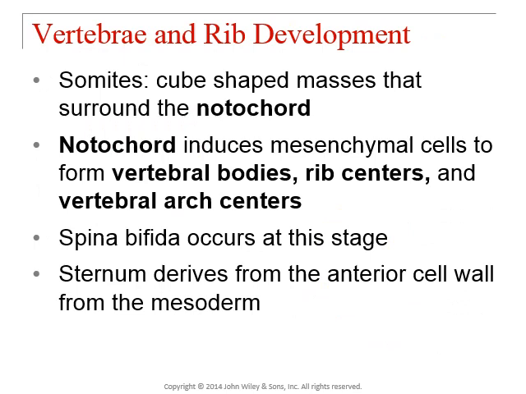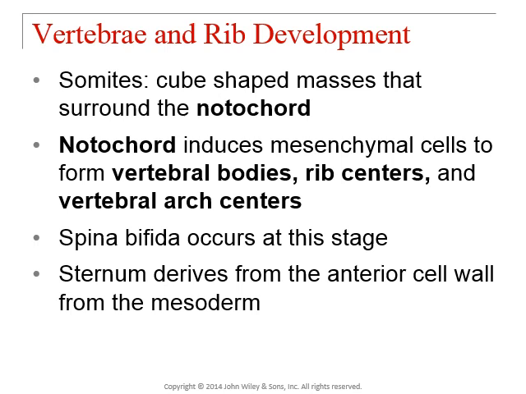Now this ties into something we had talked about before, in particular spina bifida, and also different types of hemivertebra, where we were talking about structural scoliosis in the last chapter. So very simply, for vertebra and rib development, you have somites, a left and right. These are going to be cube-shaped masses that form and surround the notochord.